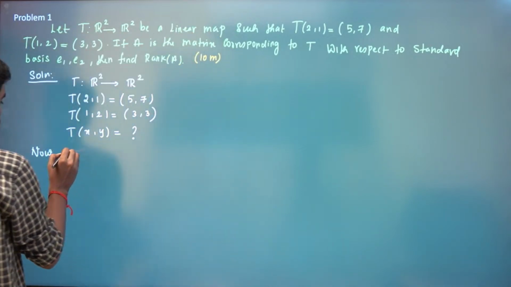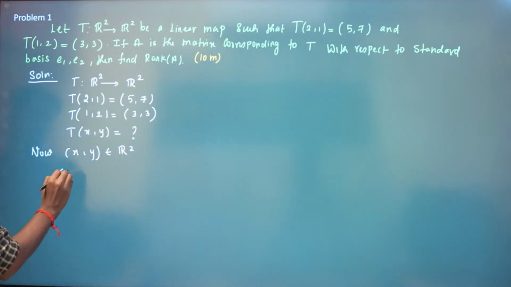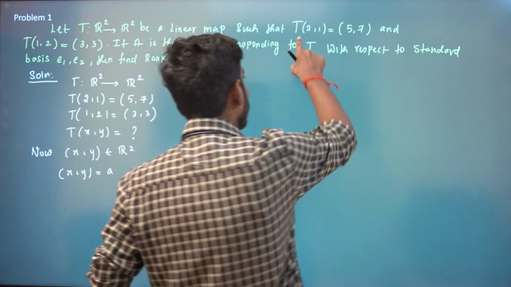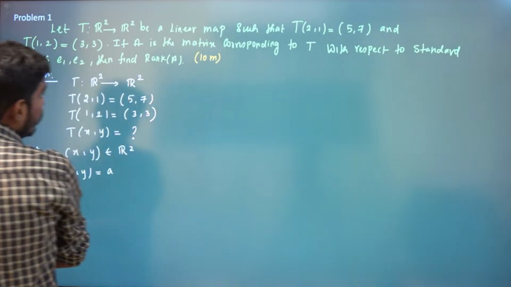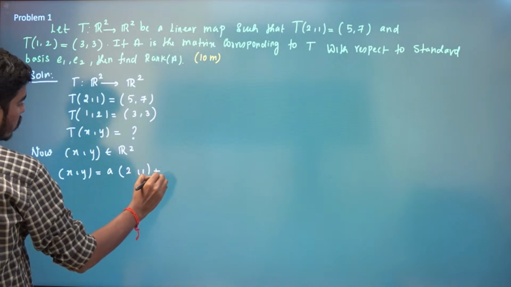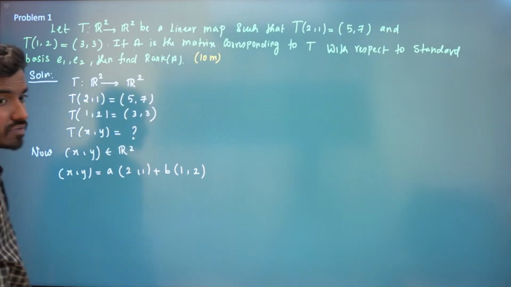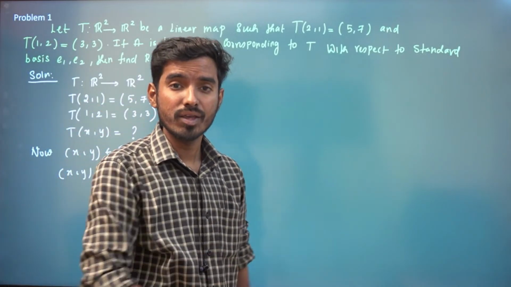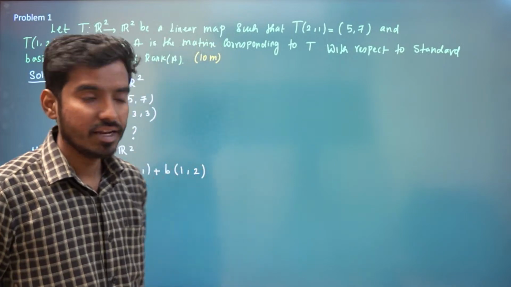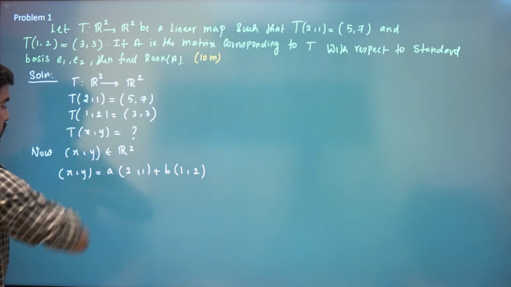Take an element (x,y) in R2. This (x,y) can be written as a linear combination of basis vectors. Here (2,1) and (1,2) are both linearly independent, so (x,y) can be written as a times (2,1) plus b times (1,2). You have to find the values of a and b in terms of x and y.